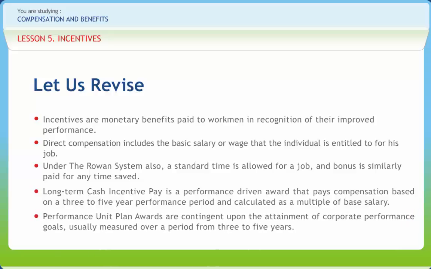Performance unit plan awards are contingent upon the attainment of corporate performance goals, usually measured over a period from 3 to 5 years. Group incentives are as common as individual plans in industrial establishments. Any individual scheme which has already been discussed may be applied to a group of workers. But the most common is the piecework system.